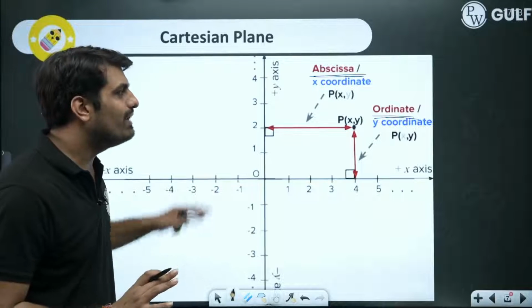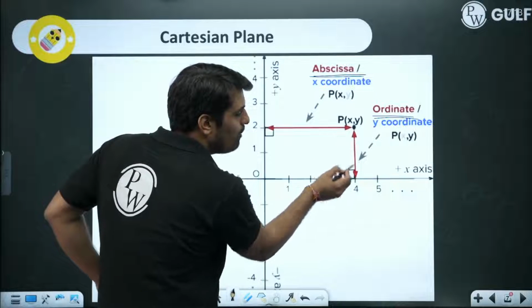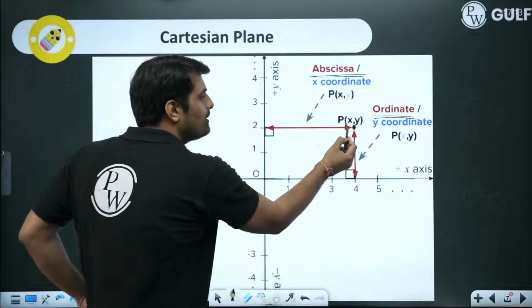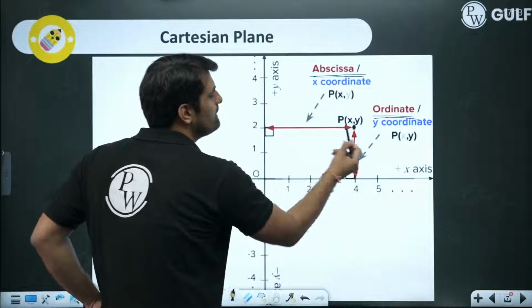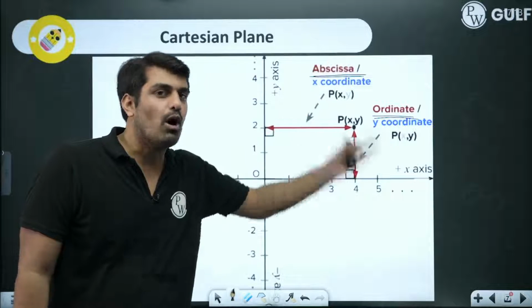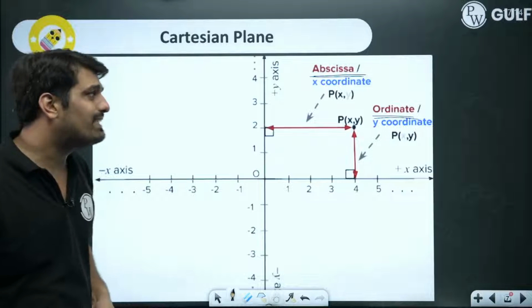Once we have mentioned all these things, then we can proceed further, and this thing I have already mentioned: x comma y. So y indicates the perpendicular distance from the x-axis and the x coordinate indicates the perpendicular distance from the y-axis. All the things mentioned: first move on the x-axis, then perpendicularly upward or downward. This is how we proceed further. These were all the basics we had.